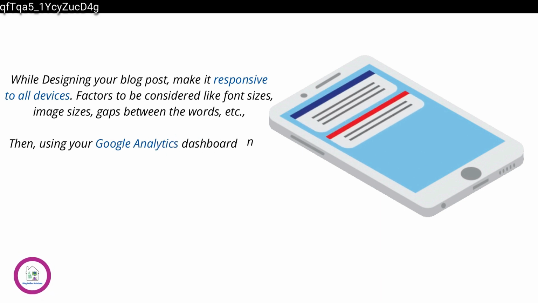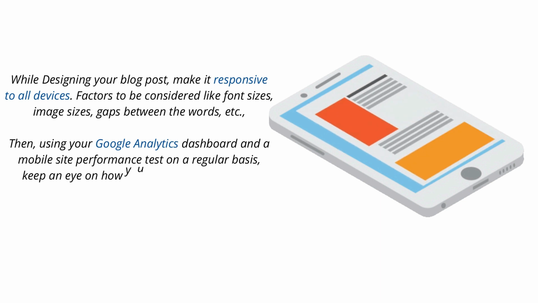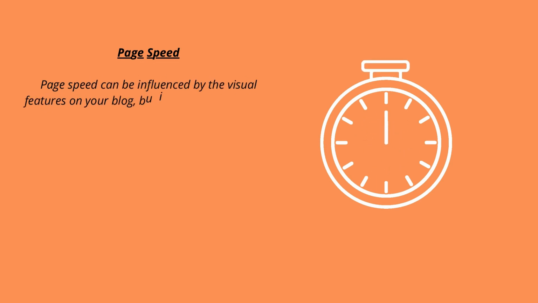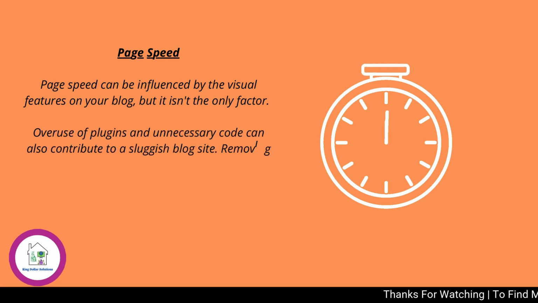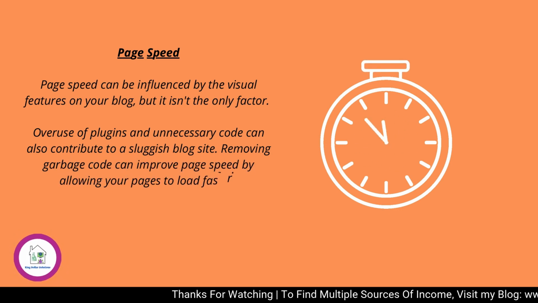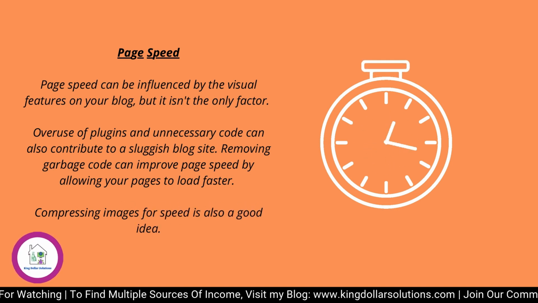Then, using your Google Analytics dashboard and a mobile site performance test on a regular basis, keep an eye on how your site is performing on mobile. Page speed. Page speed can be influenced by the visual features on your blog, but it isn't the only factor. Overuse of plugins and unnecessary code can also contribute to a sluggish blog site. Removing garbage code can improve page speed by allowing your pages to load faster. Compressing images for speed is also a good idea.